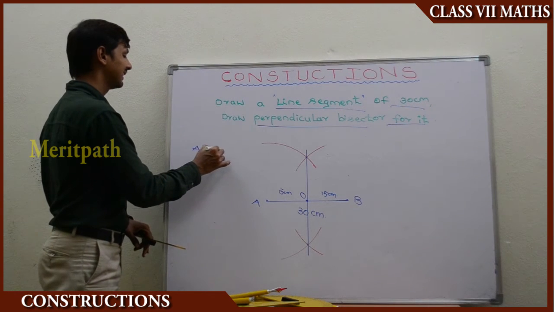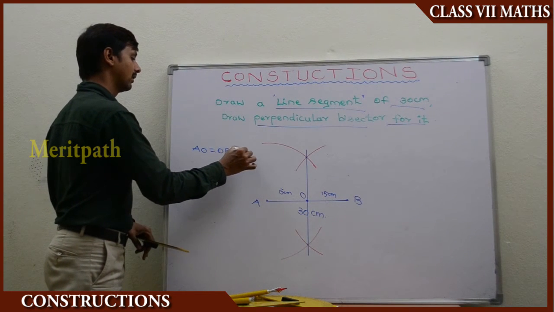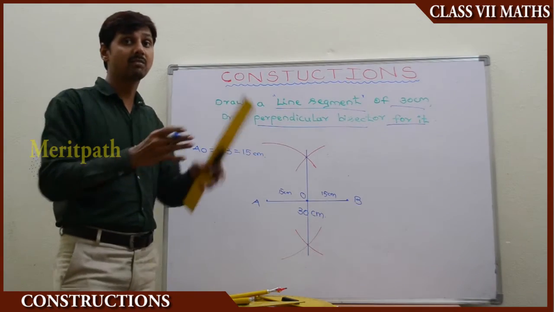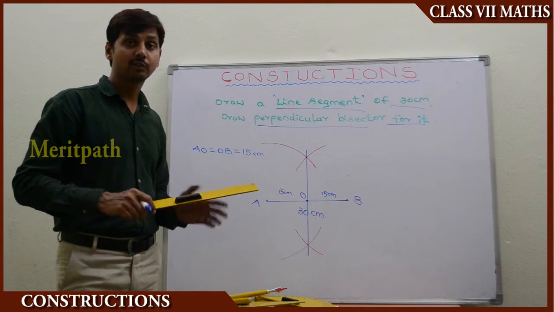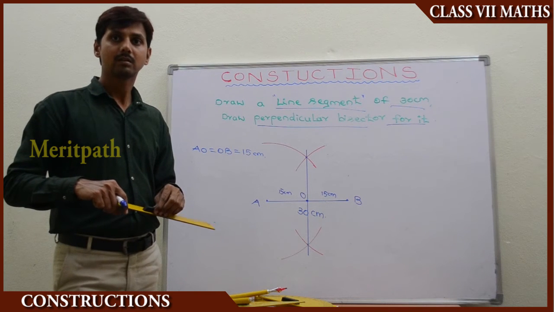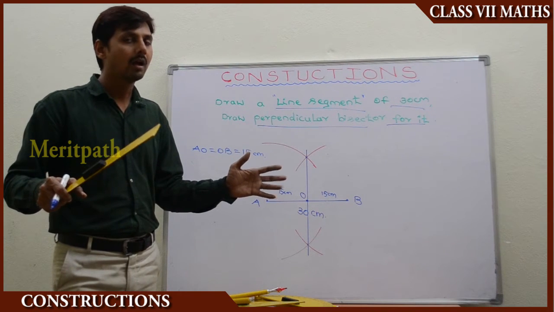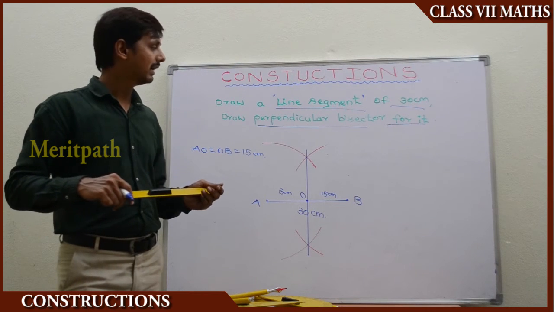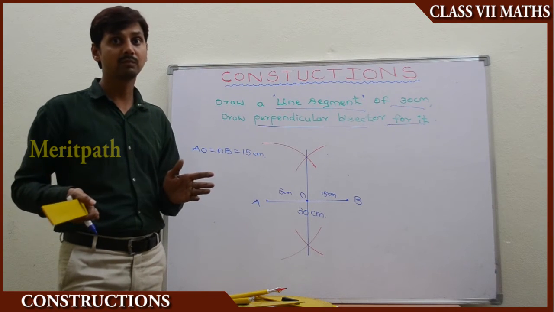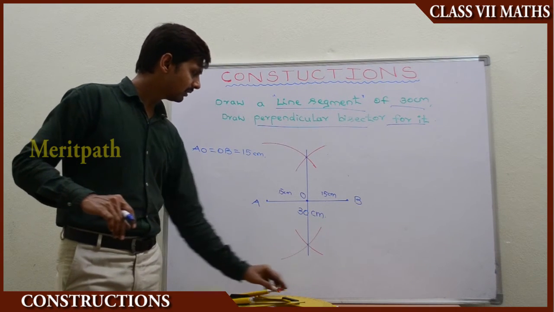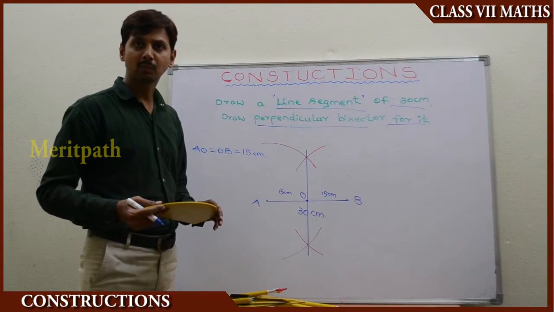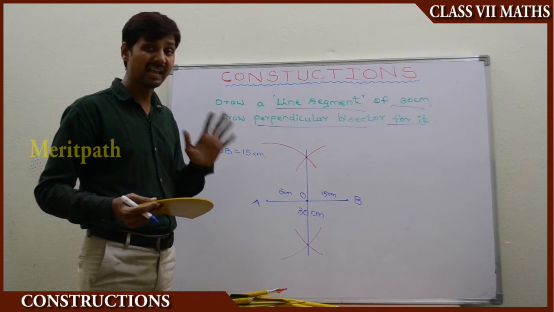AO is equal to OB, which equals 15 centimeters. The line segment, which is 30 centimeters, divided into two parts of 15 centimeters each, is called a bisector. And what is meant by a perpendicular bisector is one which makes 90 degrees with the base AB, the line segment which is divided. So let's find out what is the angle made by this perpendicular bisector with the line segment AB.